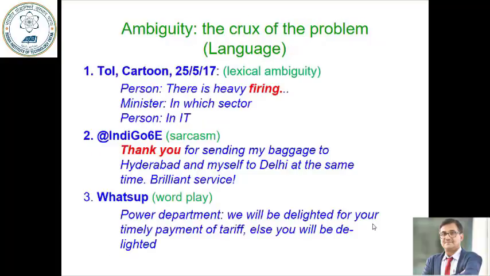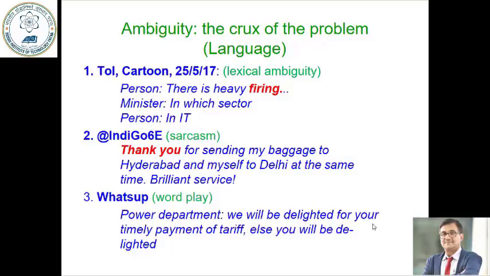Now, the main challenge of artificial intelligence is the problem of ambiguity. And first, I illustrate the problem of ambiguity through the phenomenon of language. There was a cartoon in Times of India on 25th May 2017. A person is interacting with a minister, giving the minister the information that there is heavy firing, and the minister says in which sector. So the image that comes to our mind, that is conjured up in our mind, is that of a war front.